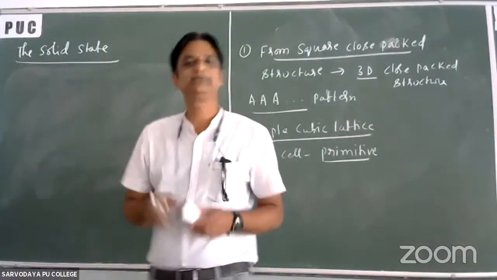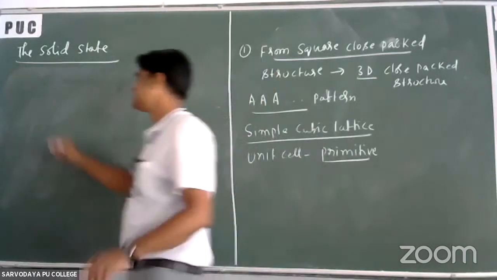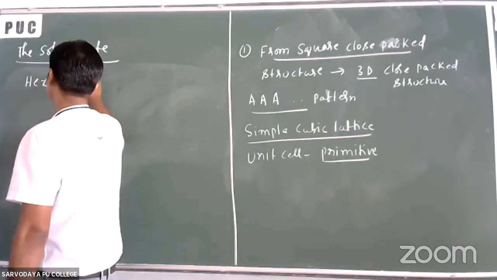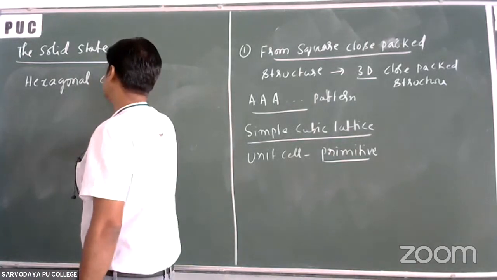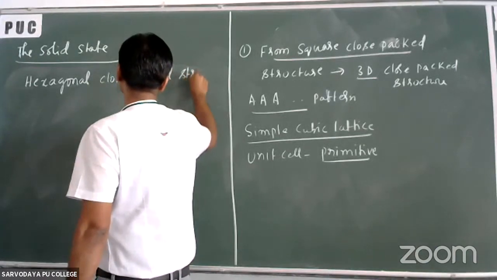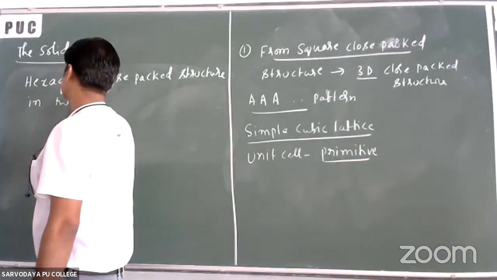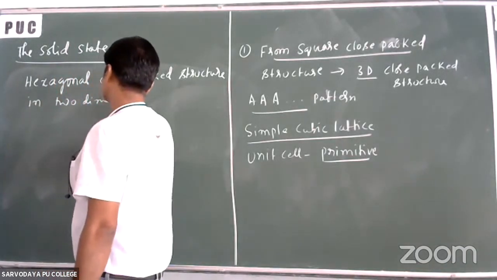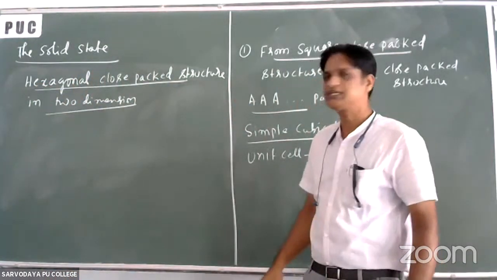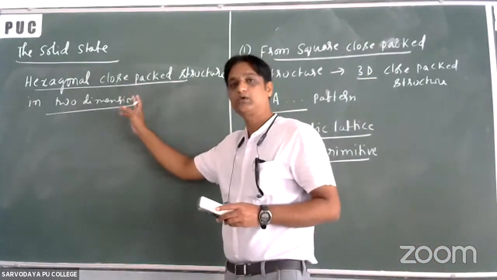the second type of arrangement which is possible in close packed structure in two dimension is hexagonal close packed structure. So hexagonal close packed structure in two dimension. Square close packed structure in two dimension, hexagonal close packed structure in two dimension.